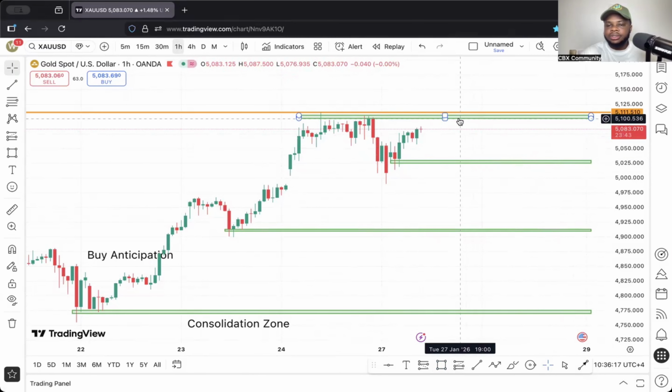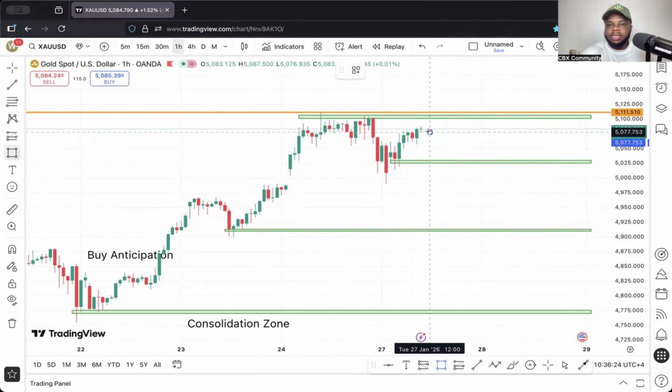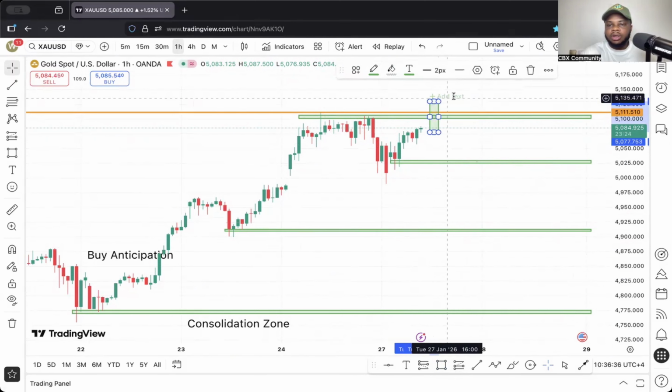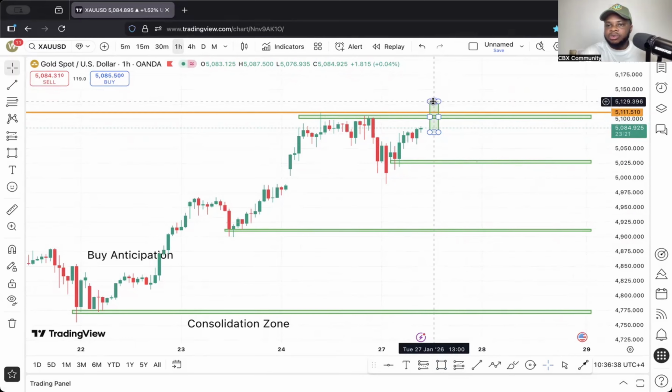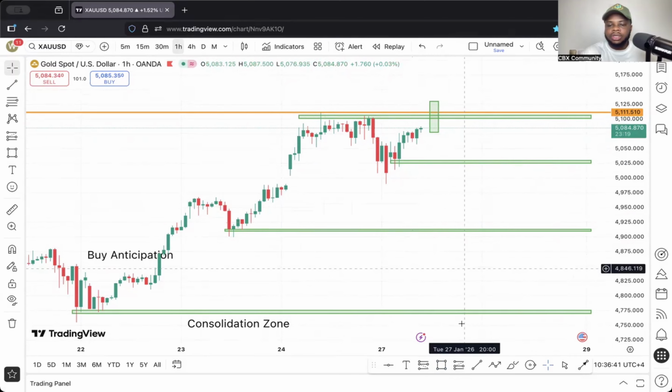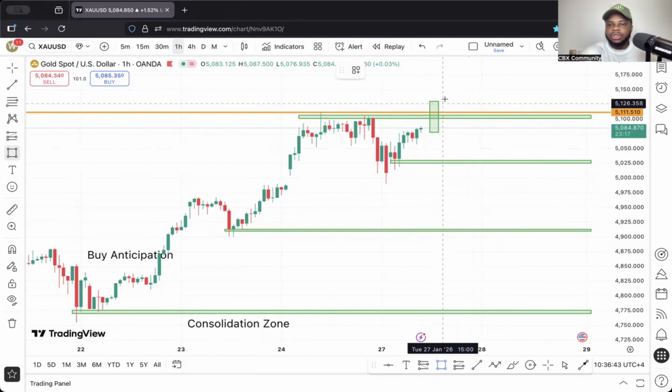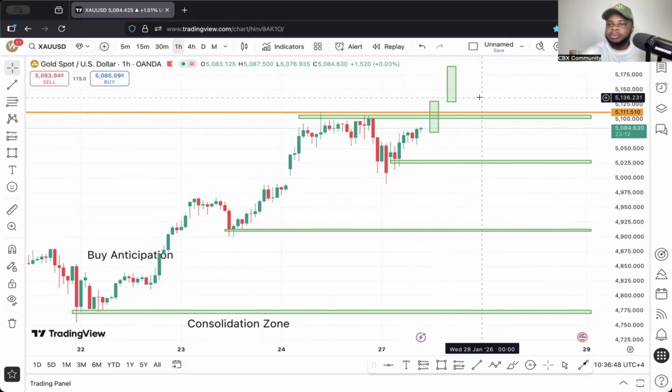So from this resistance zone down to this support zone is considered a consolidation zone. Since we are anticipating a bullish candle to break this resistance zone over here, for the next candle to continue to go up and create a new all-time high. Sometimes this candle can decide to break this zone over here and close like this, by which the high of this candle will create a new all-time high on gold, since we are anticipating the candle to continue to go up and close as a bullish candle like this. So it's very important for us to know what we are anticipating the market to give to us.